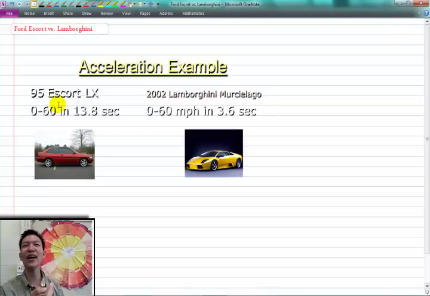So that means if I floor it, I might be able to beat like a school bus. Maybe. Okay? And we'll compare that to a Lamborghini 2002. Lamborghini M, there you go, 0 to 60 in 3.6 seconds. Okay? So we're going to solve this really quick.